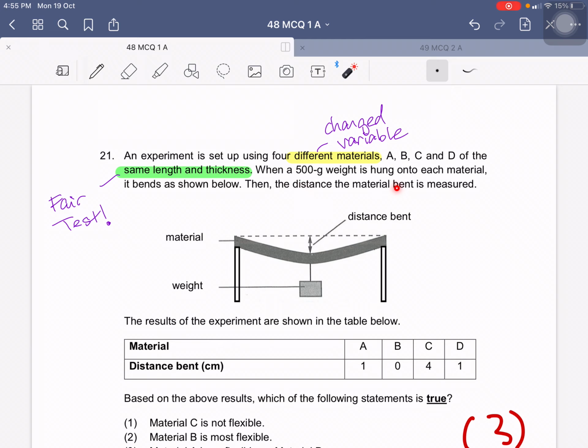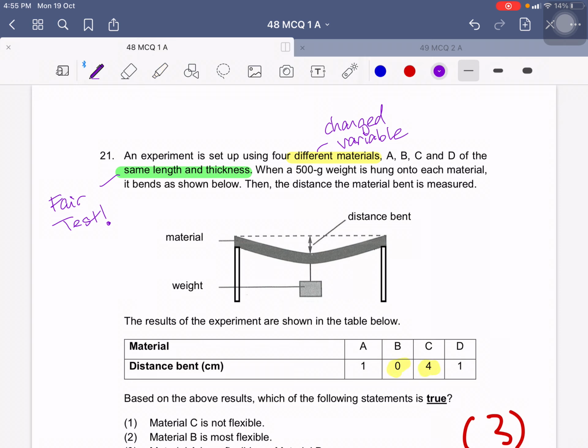Then the distance the material bent is measured. So they measure actually over here. If this material is very, very flexible, then the distance bent will be a lot. So the more flexible the material is, the larger the distance bent will be. So over here, material A, B, C, and D. Now you look out for the smallest and the biggest number.